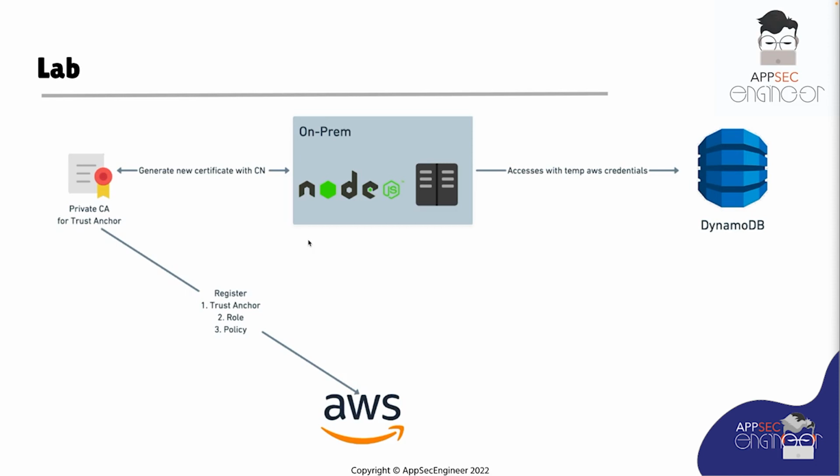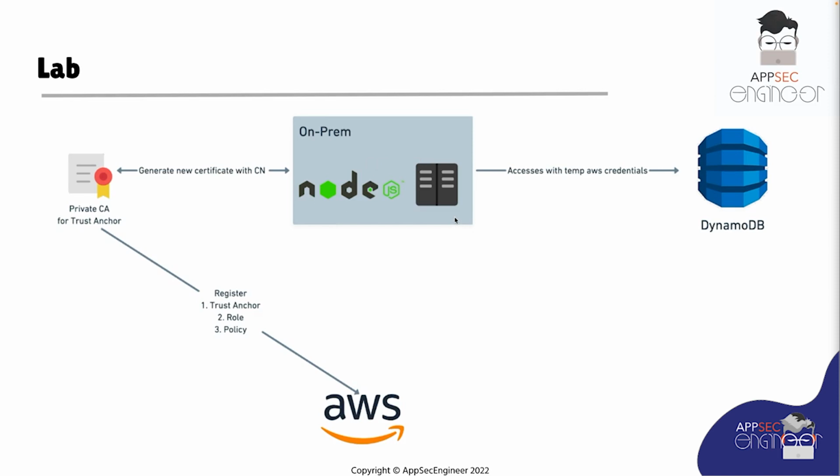So we're going to generate our trust anchor. We're going to create our roles. All of this is going to be done using Terraform. And once we're done creating our roles, the policies, the profiles, and so on, we're going to generate a certificate for our Node.js app. That certificate is what we're going to use to access the AWS control plane to generate those temporary credentials.